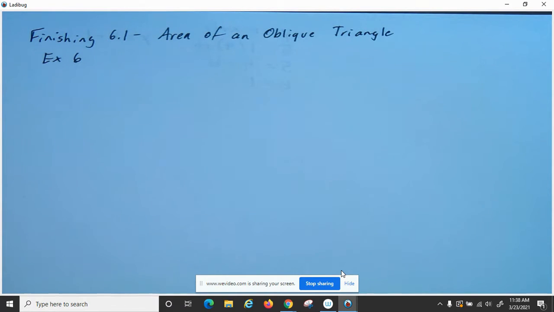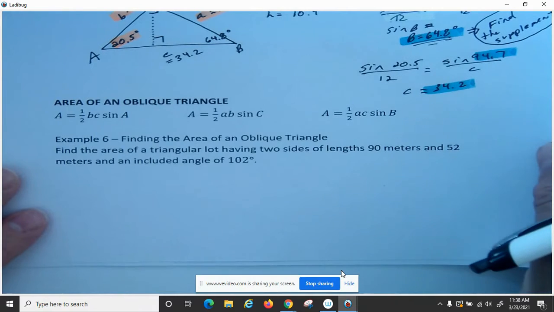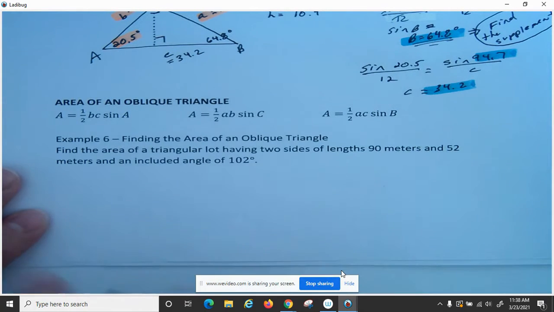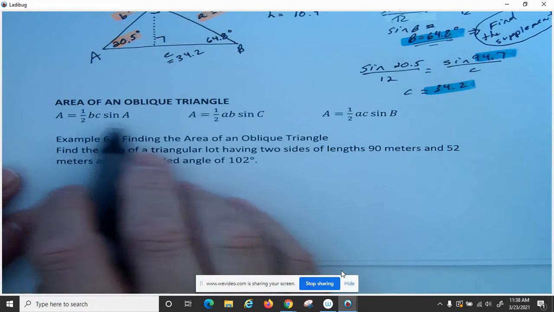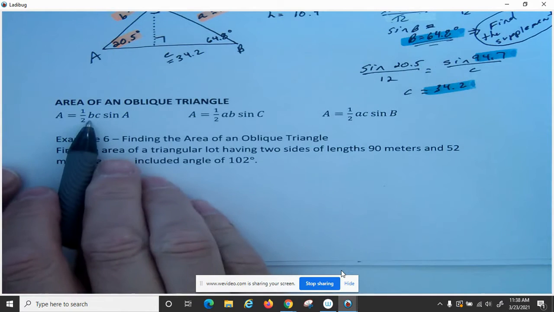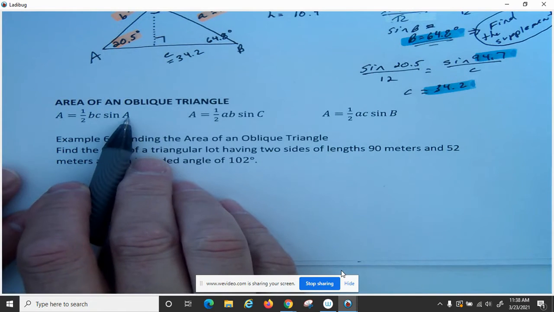All right, so to find the area of an oblique triangle, I need a couple of formulas. Actually, I only need one, but I have three to choose from. For each of these formulas, I have two sides and the included angle. So I'm going to choose the one that's going to best fit the information that I have.